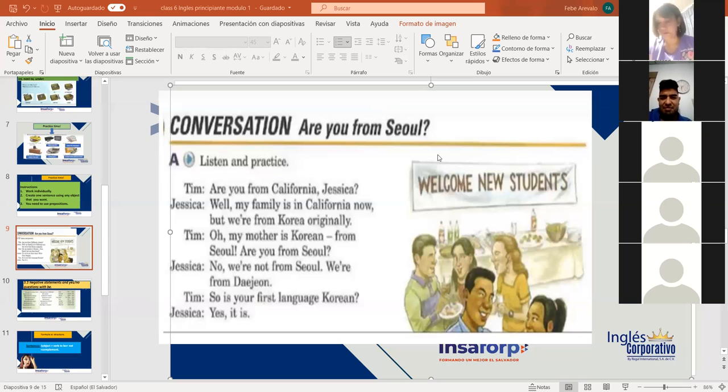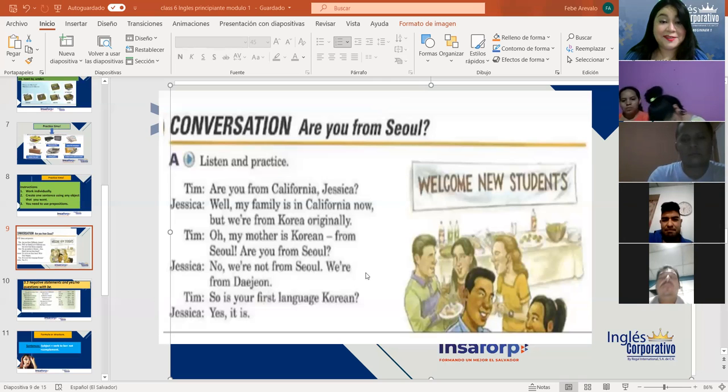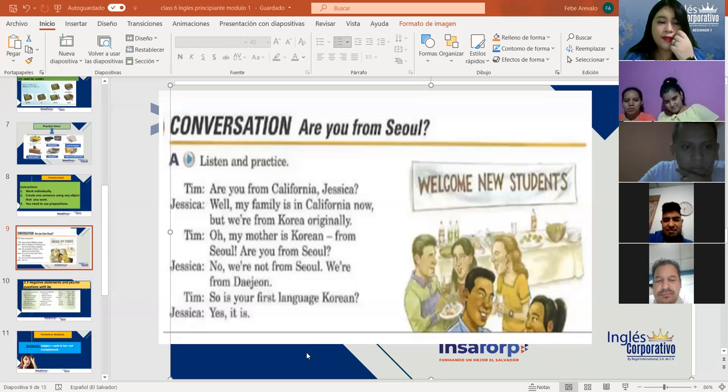All right, everybody, let's move on. Muy bien, hicieron excelente la conversation. Very good, I'm impressed. ¿Tienen alguna duda en algún vocabulary word? ¿La pronunciación de algún vocabulario de aquí? ¿Tienen alguna duda?